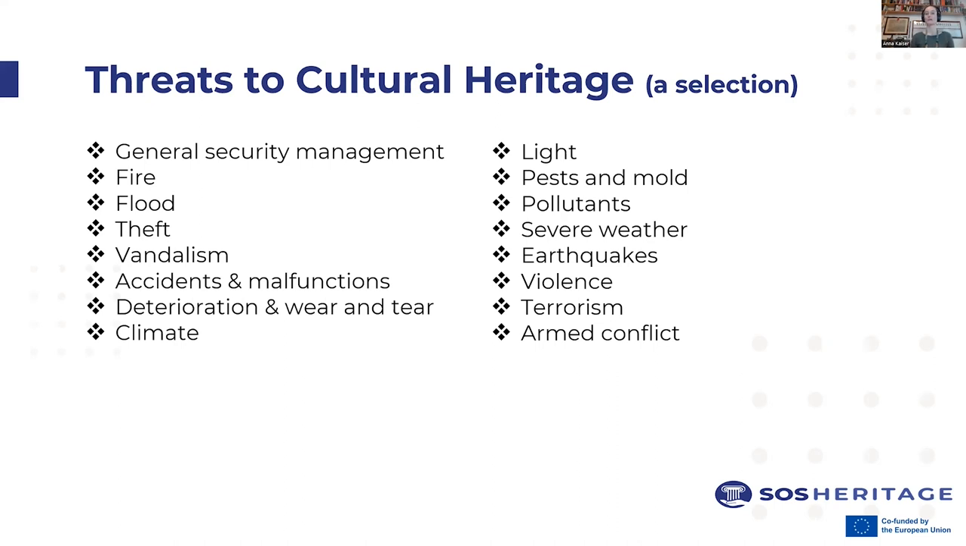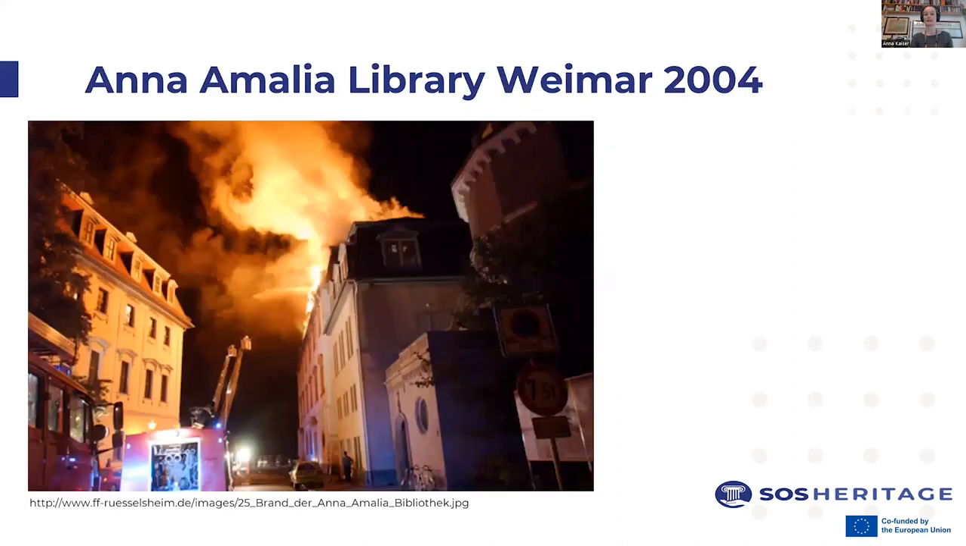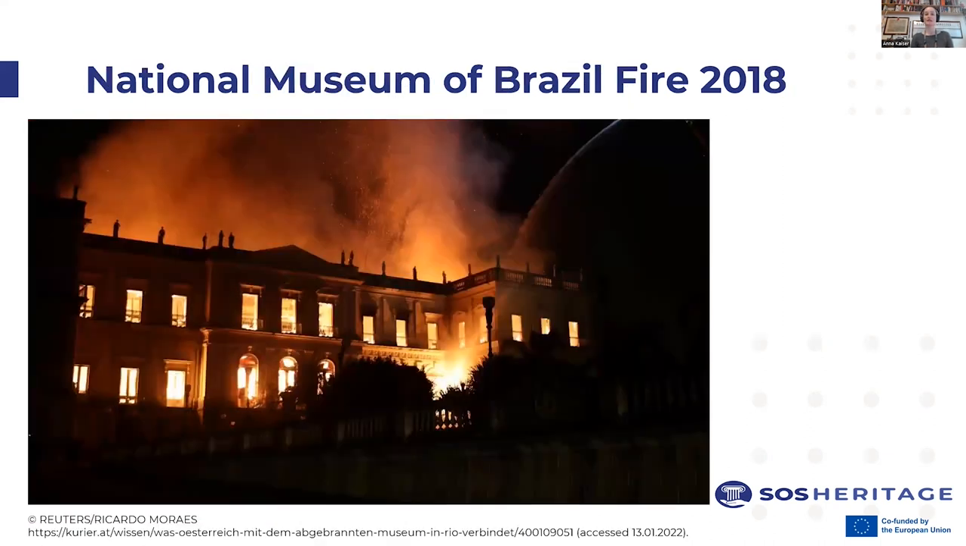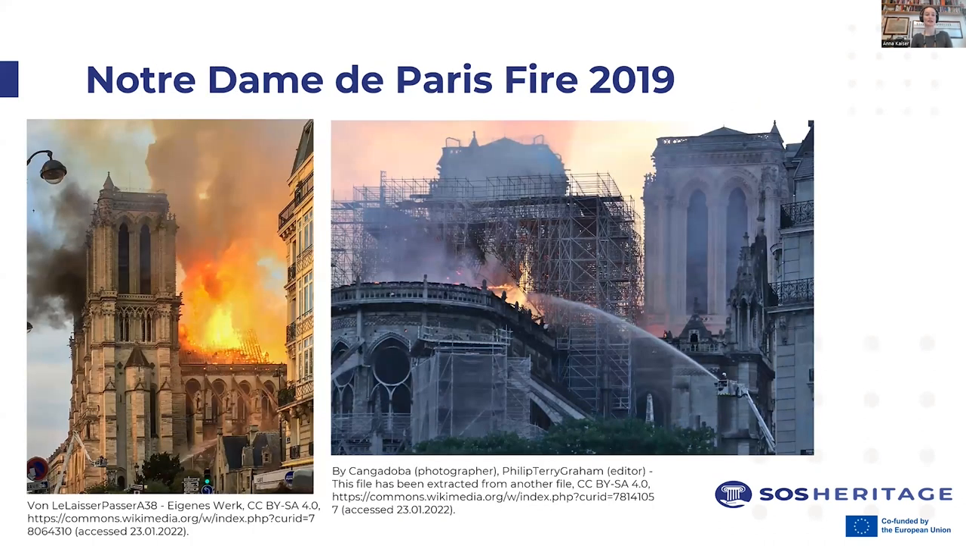And I've prepared some pictures of recent events, some background material maybe for what we've just listed. You see, starting with fire, the fire in the Anna Amalia Library in Weimar in 2004 in Germany. In 2018, it was the National Museum of Brazil that was ablaze. And in 2019, only a year later, the Notre Dame Cathedral in Paris in France burned.